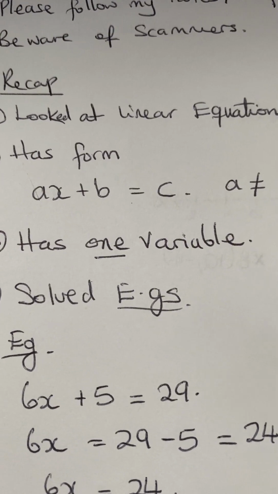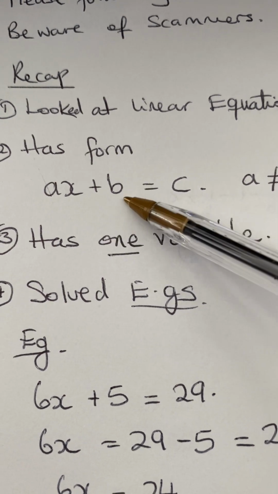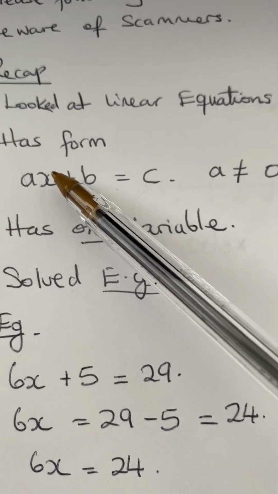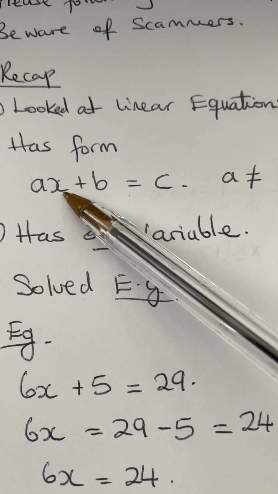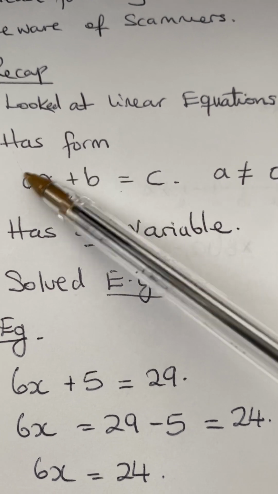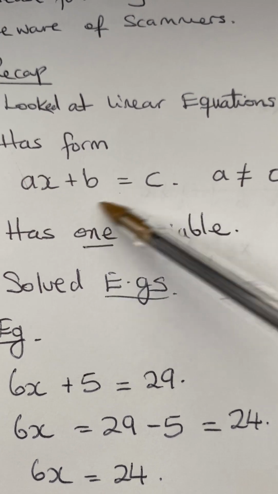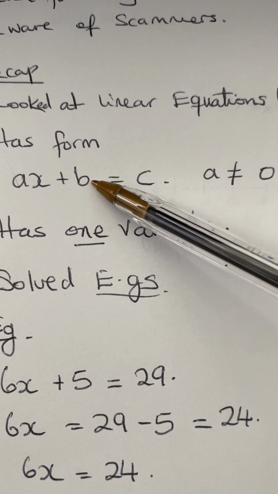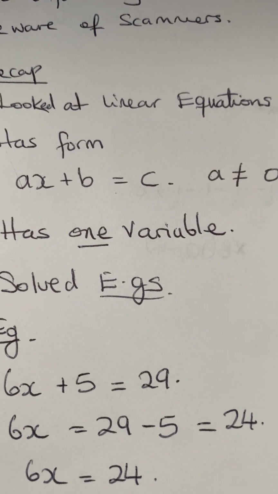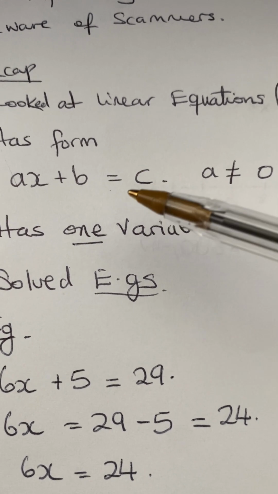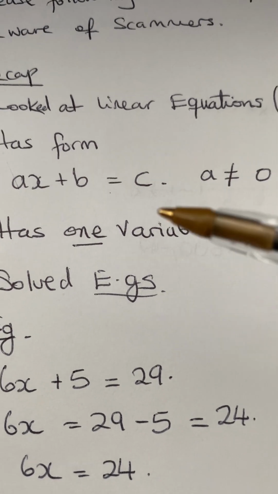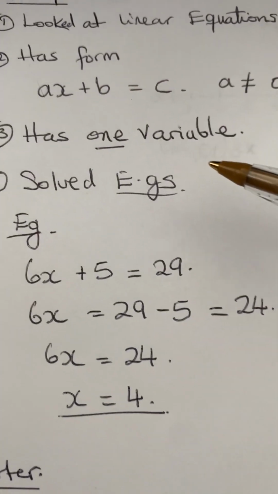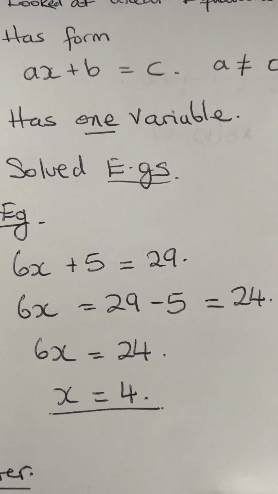We said it has the form ax plus b equals c, where a is not equal to 0. This a is not equal to 0, because if a becomes 0, then this part of the equation vanishes. Then now we have b equals c. So it's like having 5 equals 5, or b equals 10, and that is not a linear equation. And we solved some of the equations.